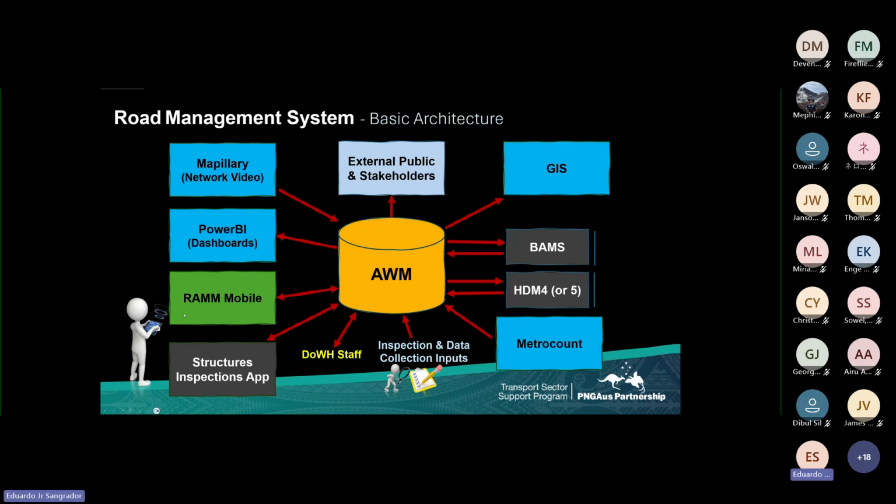The RAM mobile is the application used for the data collection. So instead of using paper, we have a RAM mobile application to use and inspect bridges, to put in all the defects and inventory defects, and get the pictures and upload directly to AWM. For reporting, it uses the Power BI dashboard, and we use video as well, integrated. There's a 360-degree video that can be captured to get the current condition as well.